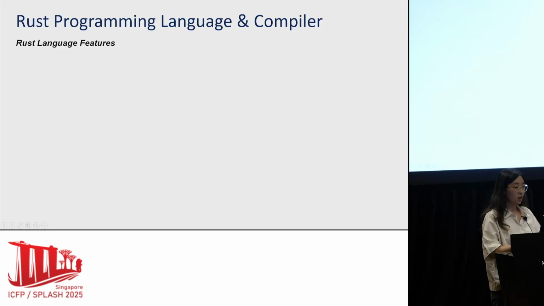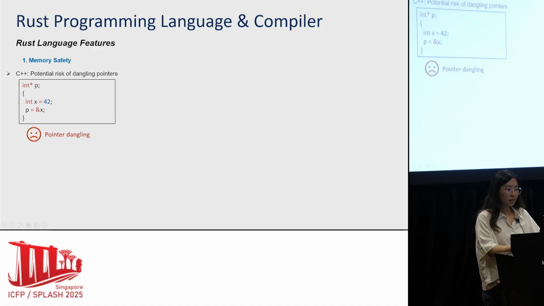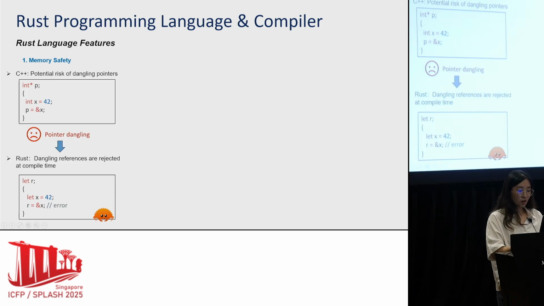Before we dive into our study, let me briefly introduce some key features of the Rust programming language. First is memory safety. In C programs, dangling pointers can easily lead to UB because once a variable goes out of the scope, the memory is no longer valid. However, for Rust, dangling references are rejected at compile time.